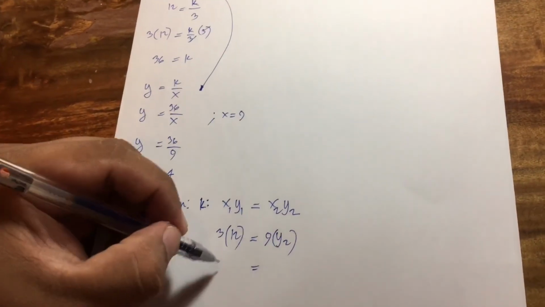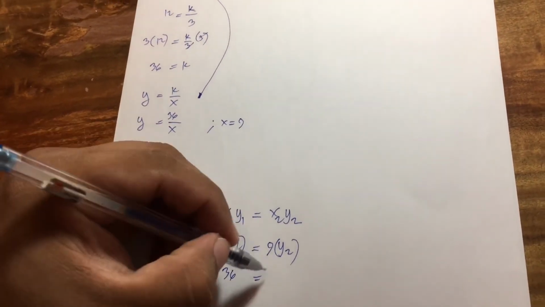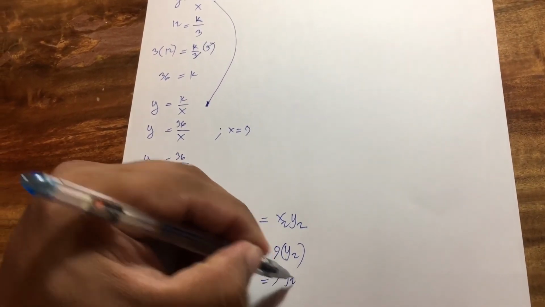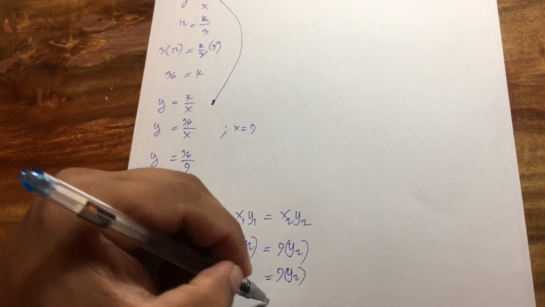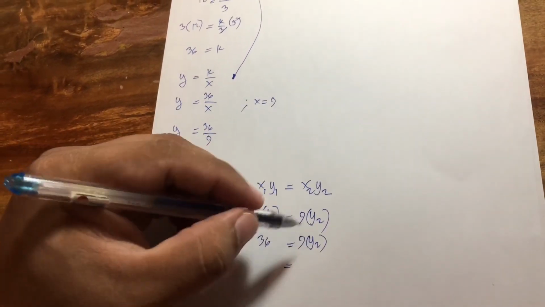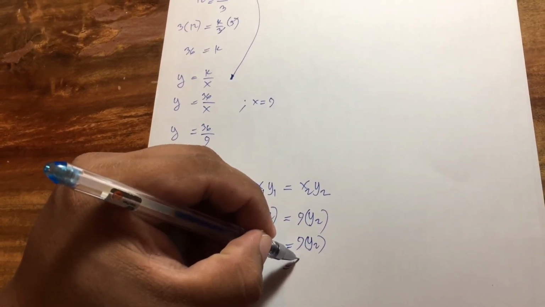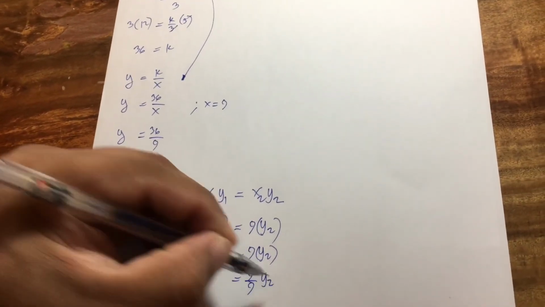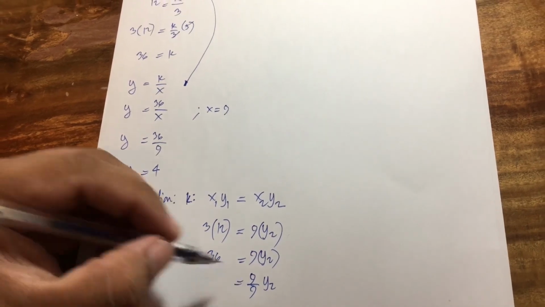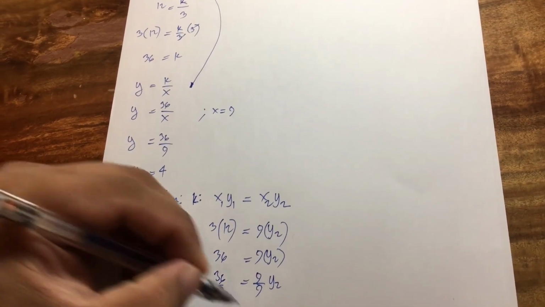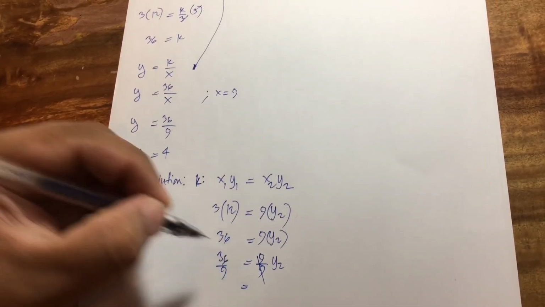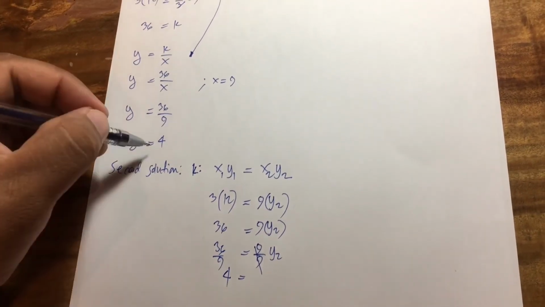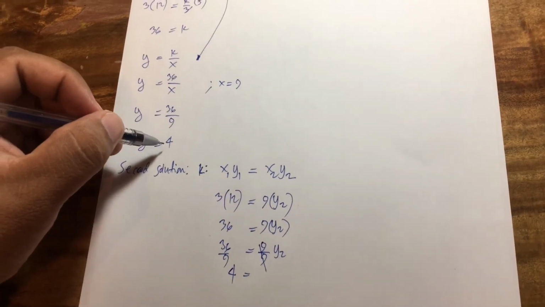So 3 times 12 is 36. Then 36 equals 9 times y subscript 2. We will eliminate 9, so we will just divide both sides. So 9 divided by 9, and 36 divided by 9. So cancel. Wow, 36 divided by 9 is 4. So the same as our first solution.